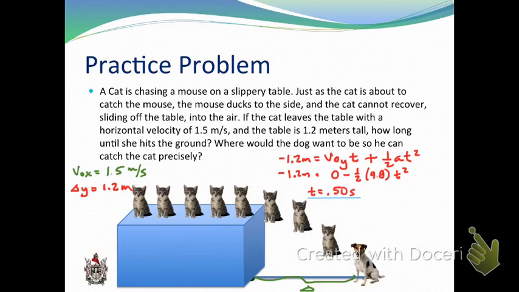Okay, we know it's going to be traveling for half a second. We have our kinematics equation in the x direction. In this case, the acceleration in the x direction is 0, so our equation just reduces to delta x is equal to v sub 0x, the initial velocity in the x direction, times t. We're given that v sub 0x is 1.5 meters per second, times the time we found just a minute ago, 0.5 seconds. So the total distance it's going to go is 0.75 meters. That's where the dog would want to locate in order to catch the cat.